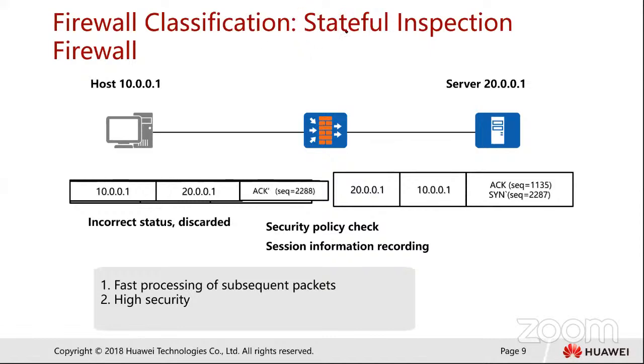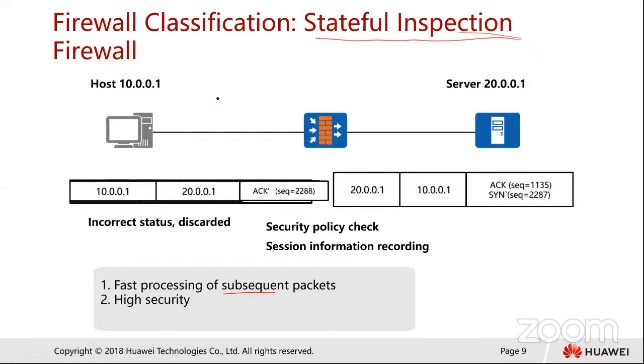So we want to look at stateful inspection. This is quite interesting, so pay attention to it and we're going to explain it. With stateful inspection, there's fast processing of subsequent packets, keyword to note, subsequent packets, and high security. Stateful inspection is an extension of packet filtering technology, and packets are filtered based on connection status. Each packet is not treated as an independent unit, and the historical association of the packets is considered.